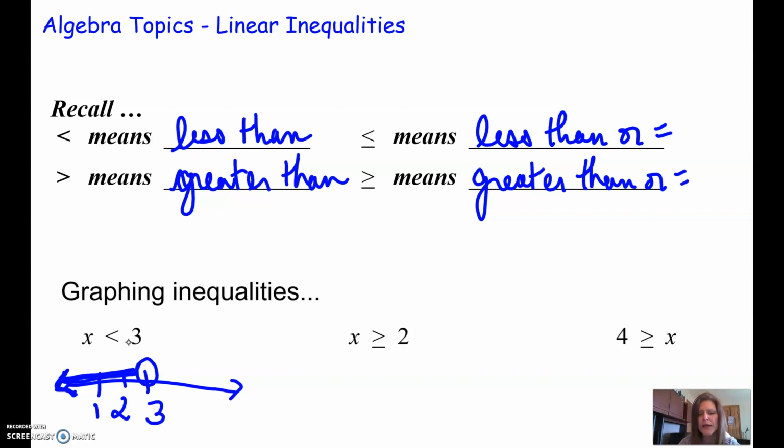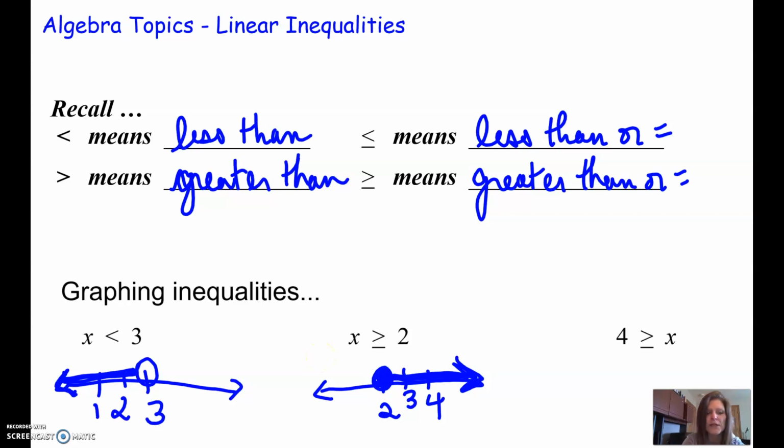The next one says x is greater than or equal to 2. So again, I'm going to have my number line. I'm going to figure out where 2 is. Just put a 2 there. And then I want greater than. So those would be the numbers to the right, like 3, 4, etc. So this time I'm going to shade to the right. We'll also put an arrow on there to indicate it's going to continue to the right. But the difference with this one, besides being greater than, is that it also can include the number 2 because 2 is equal to 2. So when I put my circle there, I'm actually going to fill it in and make it a solid circle.